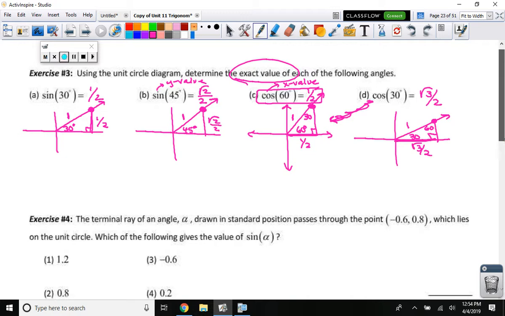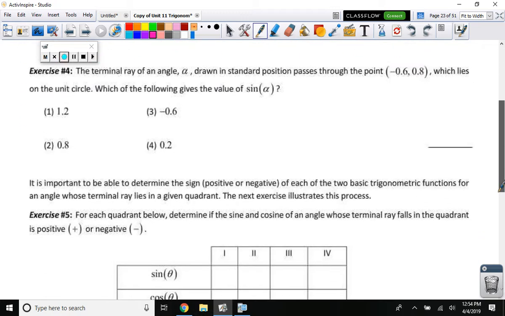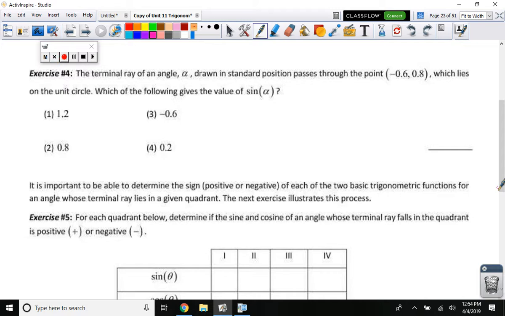All right, so hopefully you got stuff down from last night, it's one step further. Okay, you've got to know the vocab to draw pictures of this stuff. The terminal ray of angle alpha, drawn in standard position, passes through this point. If you were plotting this point, you should be able to figure out what quadrant this is in. You are going left, and you are going up. If I am going left and up, I am in quadrant 2. They don't have to tell you it's quadrant 2, you should be able to figure that out based on the information they're giving you.